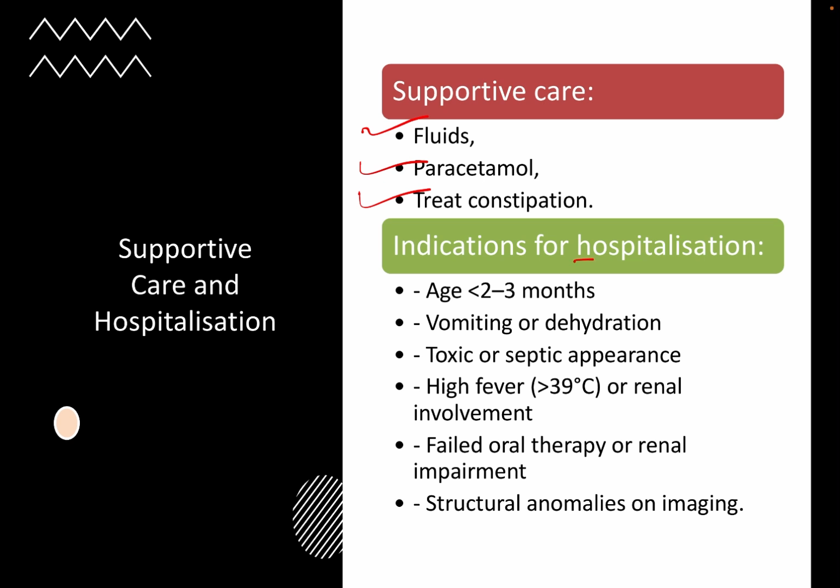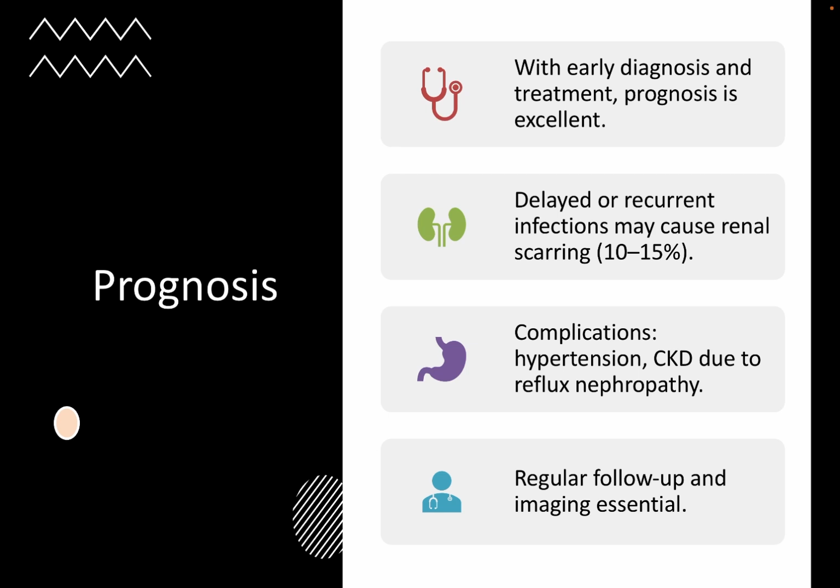The child is indicated for hospitalization if the age is less than 2 to 3 months, vomiting or dehydration is there associated with toxic or septic appearance, a high fever associated with renal involvement, failed oral therapy or renal impairment, and structural anomalies are present in imaging. Prognosis: with early diagnosis and treatment, prognosis is excellent. Delayed or recurrent infection may cause renal scarring. Complications include hypertension and CKD due to reflux nephropathy. Follow-up and imaging are essential.